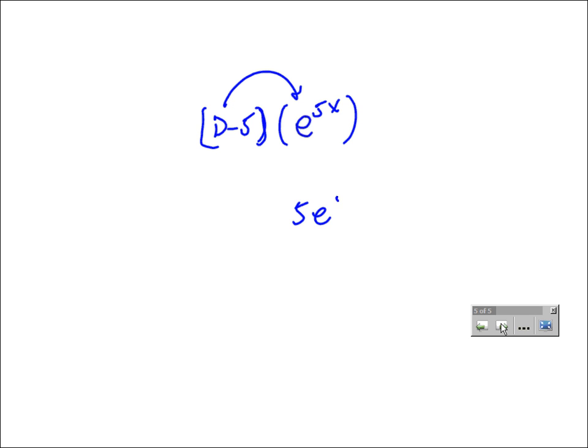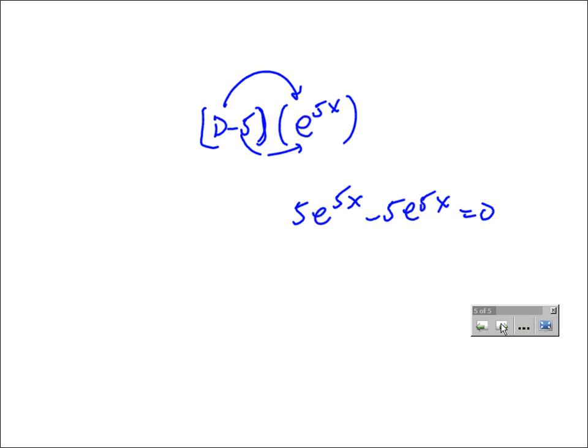So, if I were to ask now, again, if d minus alpha annihilates something, well, let's do a real one. D minus 5 annihilates e to the 5x. And for the record, it does. The derivative of that is 5e to the 5x. And then you take away 5 times that. And you go, oh yeah, that's 0.